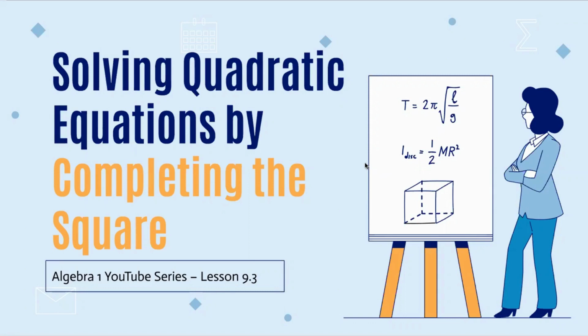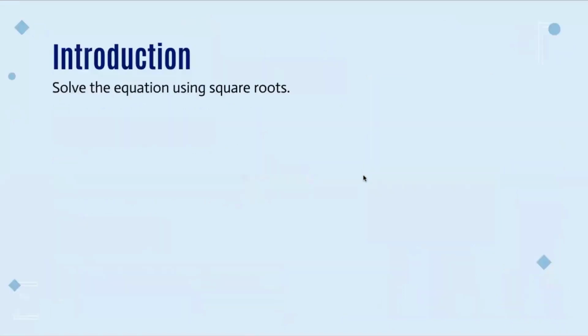Today we will be continuing Chapter 9 with Lesson 9.3 on solving quadratic equations by completing the square. Chapter 9 has focused on how to solve quadratic equations using all kinds of methods. So far we've learned two, the first being graphing and the other one being using square roots. For today we will be learning a third one called completing the square.